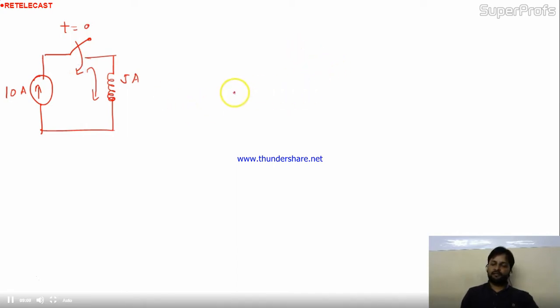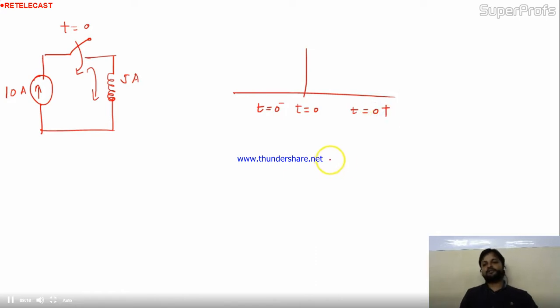Okay, again come to the timeline over here. This is t equal to 0. This is just before t equal to 0, means 0 minus. This is just after t equal to 0, so 0 plus I'm taking. Now at t equal to 0 we are closing the switch. Before t equal to 0, in this region, the current across inductor is 5 ampere. At t equal to 0, you are closing the switch.